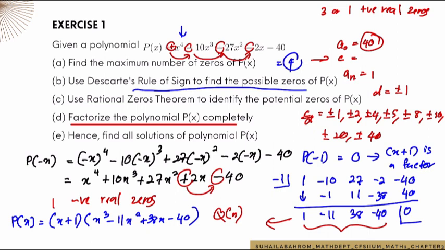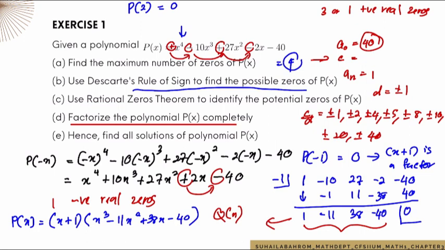So the question asks you to factorize completely, so what you have to do with this cubic is factorize again. You can test one of the values from the rational zeros, or you can also use factoring by grouping, or you can check first by using your calculator. When you check by using your calculator, another zero of this polynomial is when x is equal to 2. So when you substitute into P(2), you also get the remainder 0.